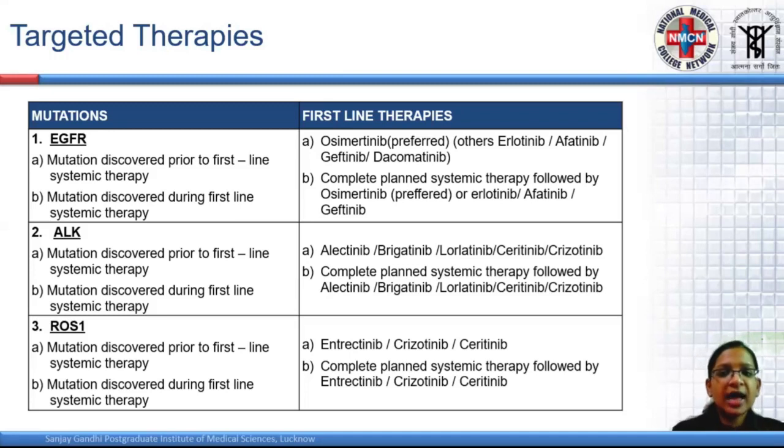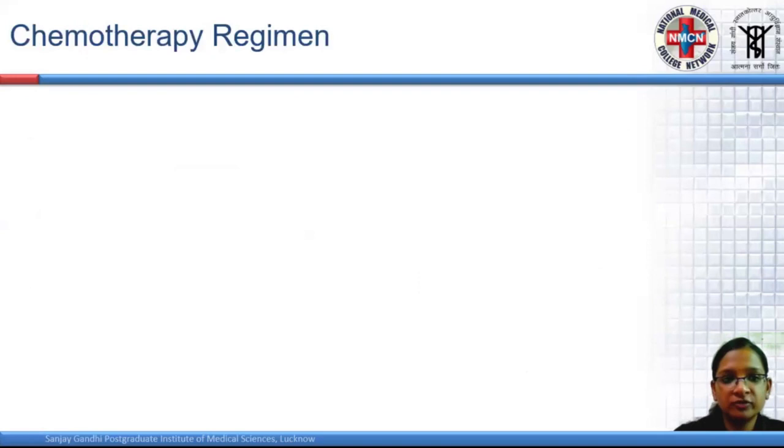If the patient has ALK mutation and it is discovered prior to giving any systemic therapy, we should give alectinib, brigatinib, lorlatinib, ceritinib, or crizotinib. If it is discovered during the first line of systemic therapy, we should complete systemic therapy followed by the above drugs. If there is ROS1 mutation seen prior to systemic therapy, we should offer the patient entrectinib, crizotinib, or ceritinib. And if discovered during the first line, we should complete the planned therapy followed by the above drugs.